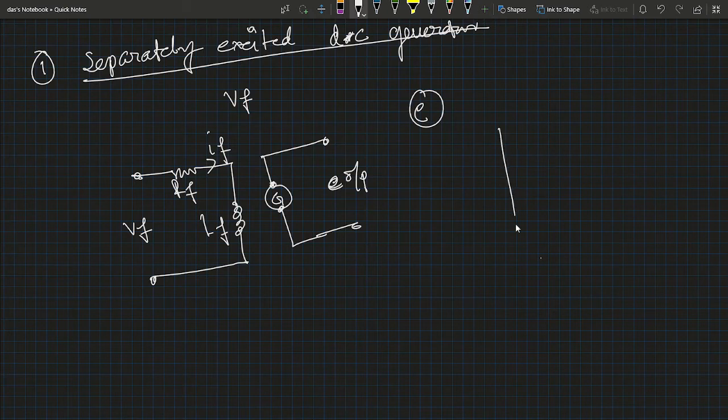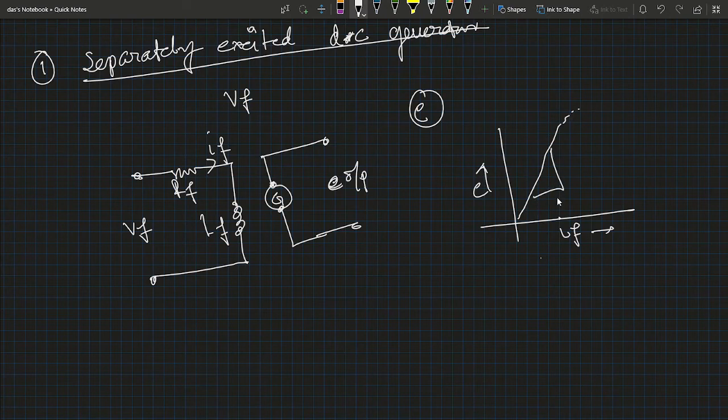Some characteristics are plotted here. If we plot the field current on the x-axis and the EMF developed, then this is the linear part and this is the saturation part. Now if we take the delta of IF, one constant comes out, which is known as the generator constant Kg, equal to delta E by delta IF. Okay, these are very important. This is the linear part when we take the delta.